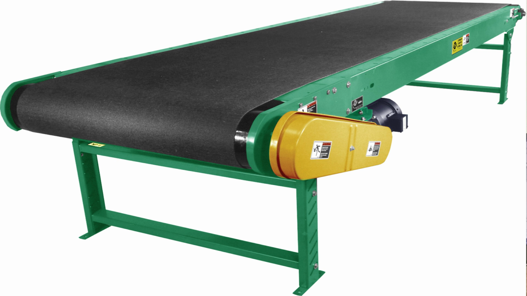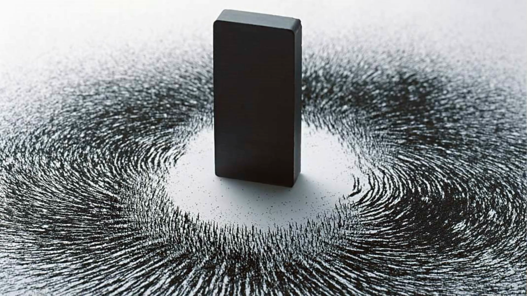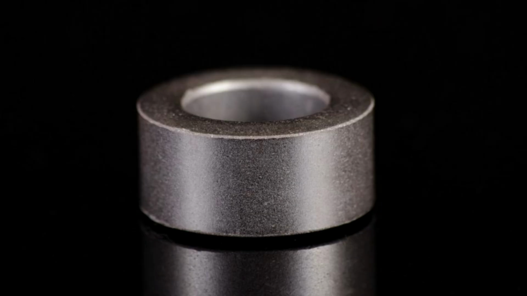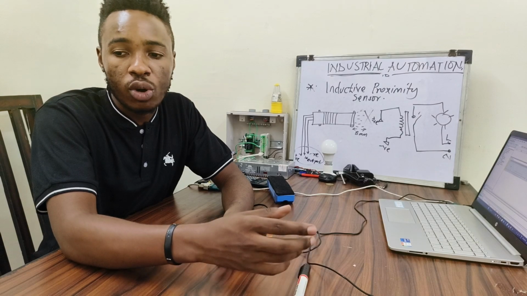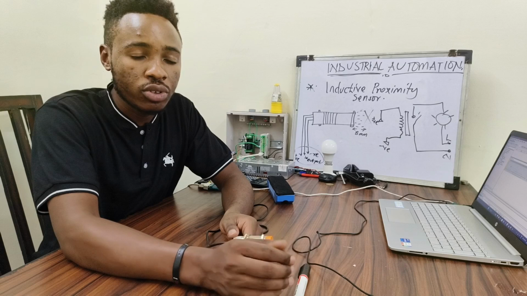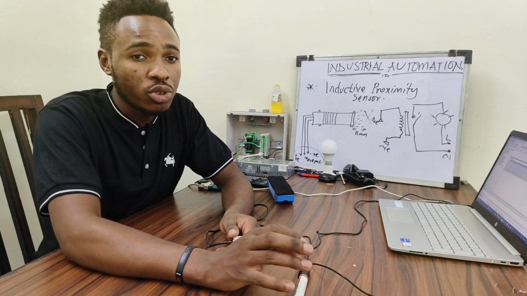In that kind of situation, you first have to see which object you are detecting. Are you detecting a metallic object? Are you detecting a ferromagnetic object? Or are you detecting a non-metallic or non-conductive element, let's say a box or a rubber thing or a bottle? Depending on that, you have to choose rightly.